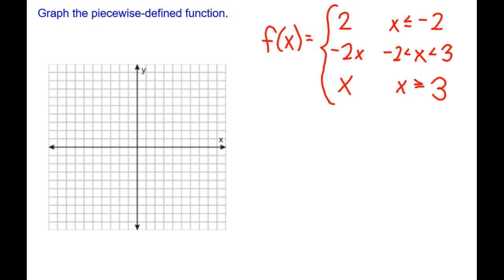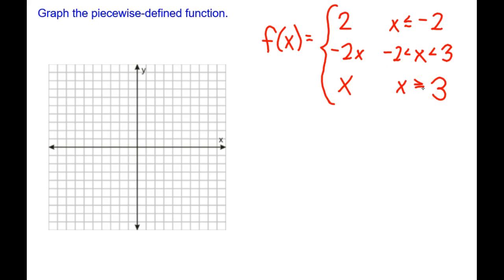Next, we're going to look at the graph of a piecewise defined function. It's called a piecewise defined function because it has multiple pieces, multiple parts. In our example, f of x equals 2 for x values less than or equal to negative 2, negative 2x for x values between negative 2 and 3, and it's equal to x for x values greater than or equal to 3. So we're going to have 3 different parts to this function that we're going to work with.